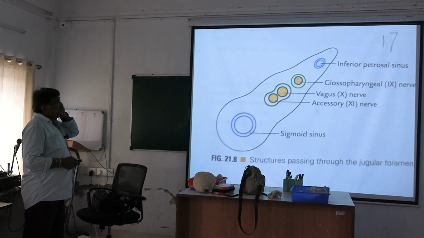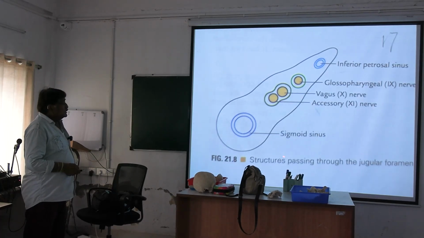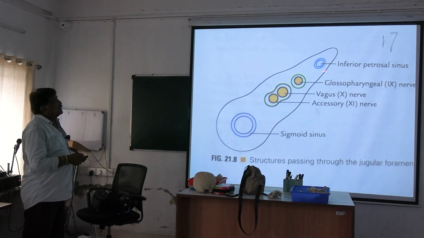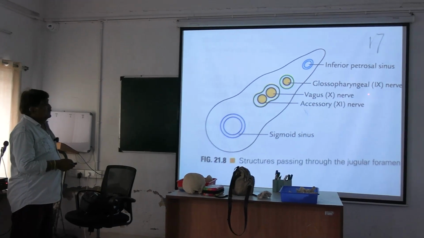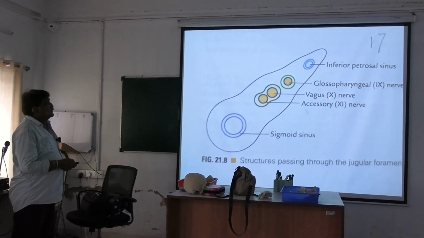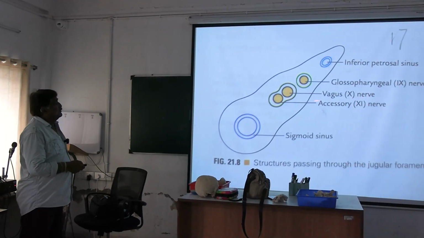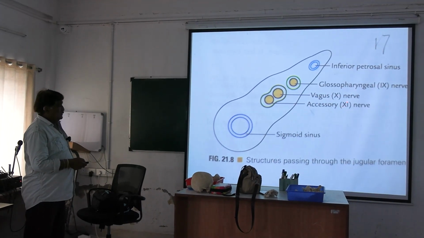Now, structures passing through the jugular foramen. This is the jugular foramen, and the inferior petrosal sinus. Now, the glossopharyngeal nerve, this is the 9th nerve, the vagus nerve, and the accessory nerve, the 11th nerve. Now, the sigmoid sinus. Now, this is one.